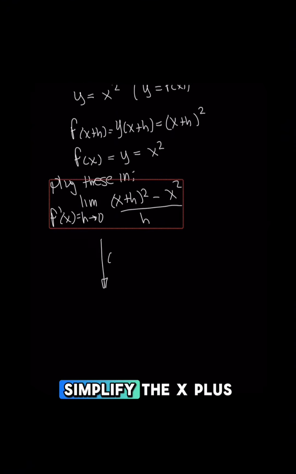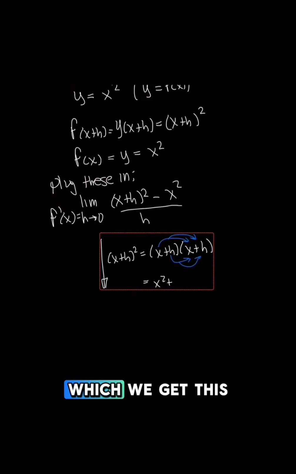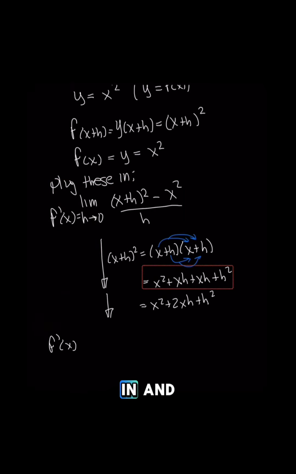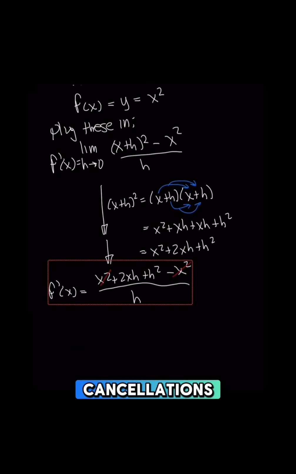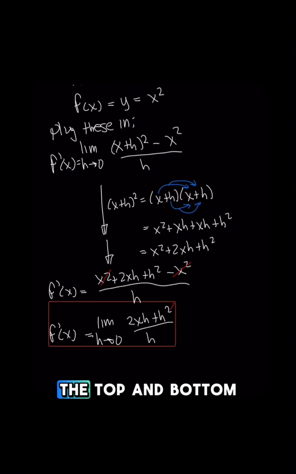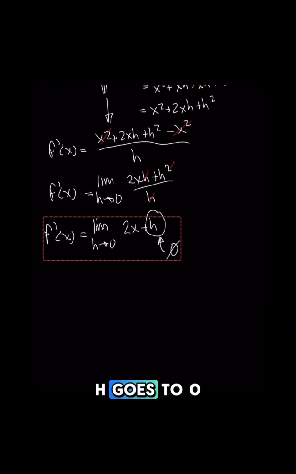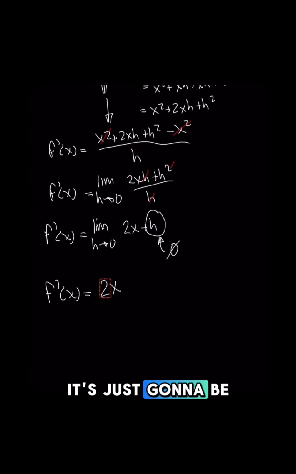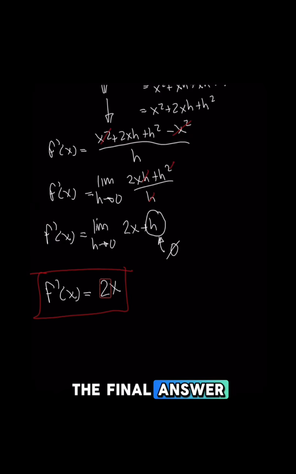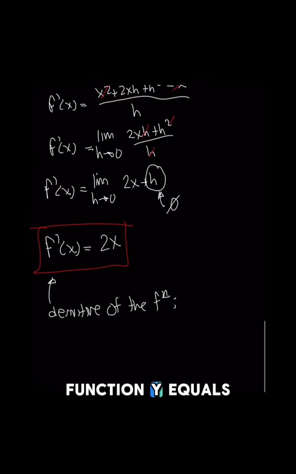So we can plug both these values in. We can expand and simplify the x plus h squared bracket, which we get this expression here. We can plug it in. And then we can do some simple cancellations. And then we can cancel out h from the top and bottom. Now we can take the limit as h goes to 0. And so as h goes to 0, h is just going to go away. It's just going to be 0. And we get this for the final answer. So this is our derivative of the function y equals x squared.